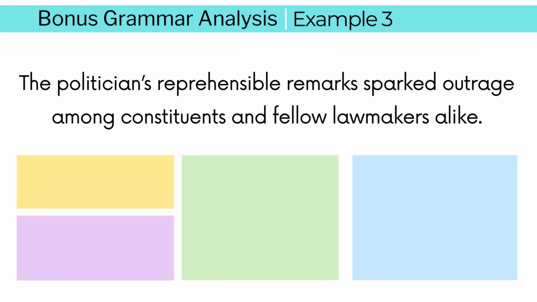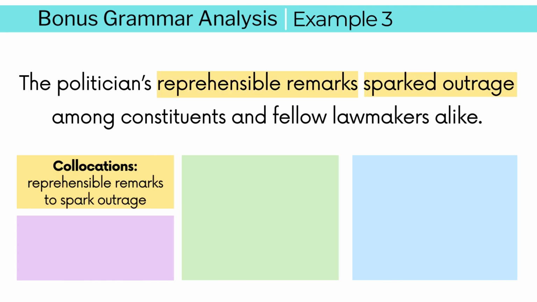The politician's reprehensible remarks sparked outrage among constituents and fellow lawmakers alike. So starting off with collocations, we've got reprehensible remarks and also to spark outrage, a great collocation to indicate that it created, it started this outrage, and then the outrage just spread. We use spark, think about a spark that starts a fire. So if you spark something, you're starting it and then it's going to spread.